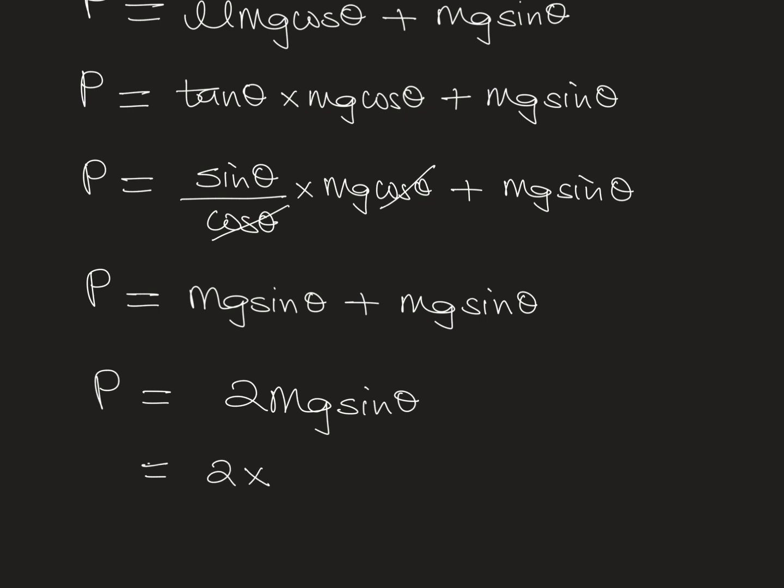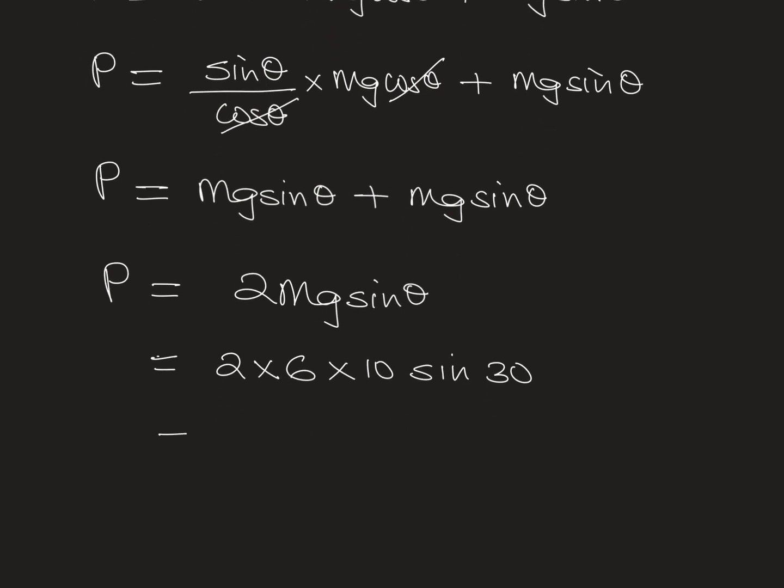That will be 2 times the mass of the object, which is 6 kilograms, times 10, sine 30. So that will be 2 times 6 times 10, which is 120. 120 sine 30. So that will be 60 newtons.